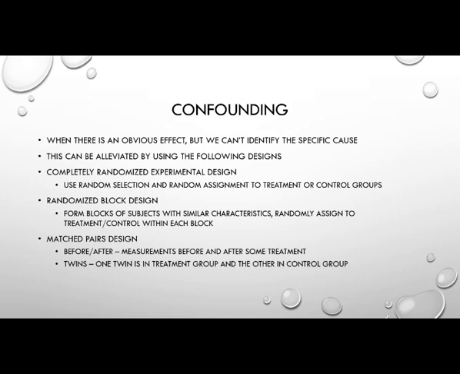Okay, confounding. I said this before. When there's an obvious effect, but we can't quite identify the specific cause. This can be alleviated by using the following designs. You could have a completely randomized experimental design. You use random selection and random assignment to treatment or control groups. You can have randomized blocks design, form blocks of subjects with similar characteristics, typically gender or age group, randomly assigned to treatment or control within each block.